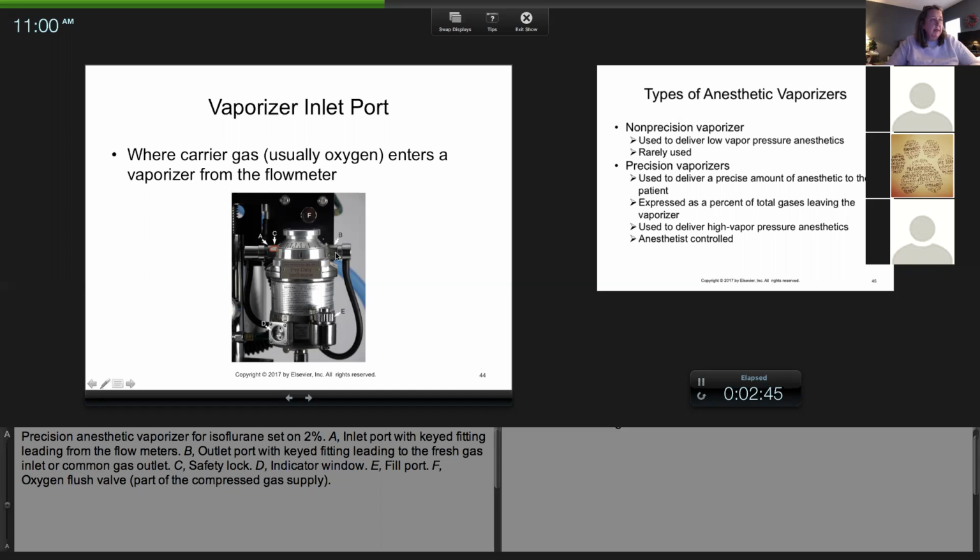And then letter B, this is the outlet of the vaporizer. And you see there's a black hose. This black hose would be going to the breathing circuit. So at letter B, which is the outlet, you now have oxygen and inhalant. At letter A, you only have oxygen.